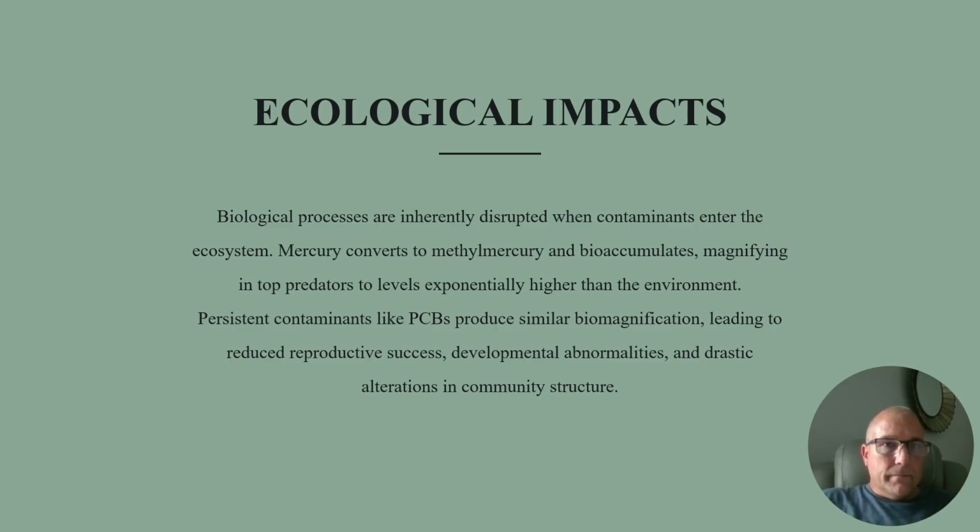Ecological impacts. Ecological impacts occur when contaminants interfere with normal biological processes within individual organisms or ecosystems. Mercury provides one of the clearest examples at Oak Ridge. Once converted into methylmercury, it accumulates within aquatic organisms and increases in concentration as predators consume contaminated prey. This process can expose top predators to levels much higher than those found in the surrounding environment.